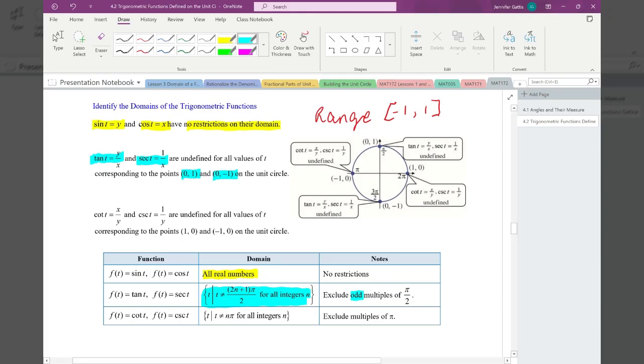Now, the last one, cotangent and cosecant, they both have y in the denominator, or sine. So they are undefined whenever y is 0. And anytime y is 0, that satisfies the equation where t is not equal to n pi for all integers n. So basically, we're just excluding all the multiples of pi. So 1 pi, 2 pi, 3 pi, 4 pi, and so on and so forth, even 0 pi.